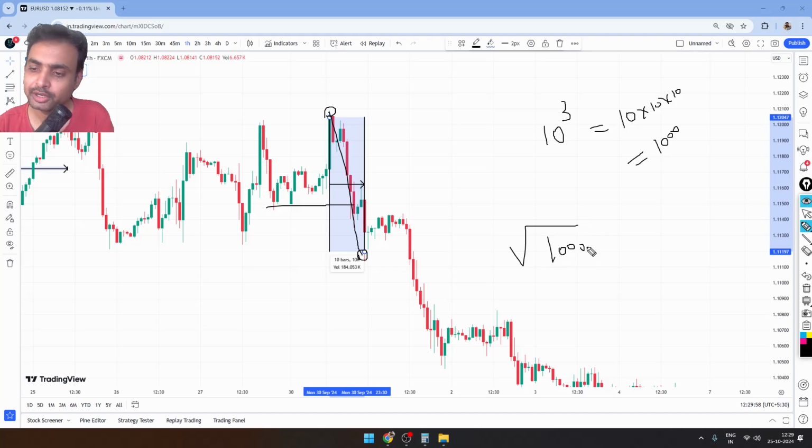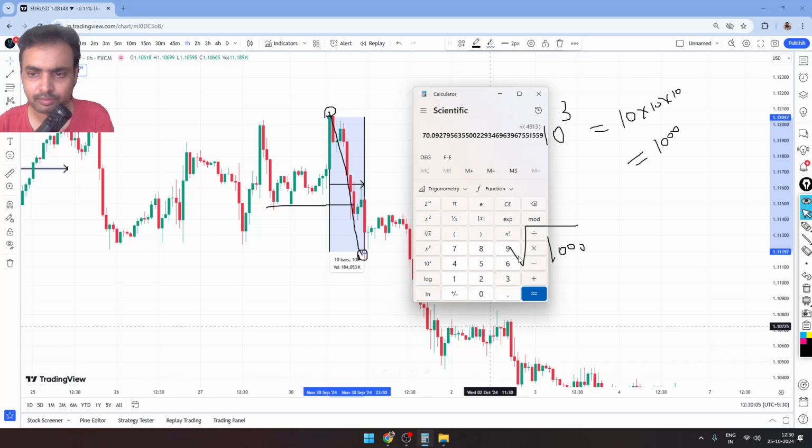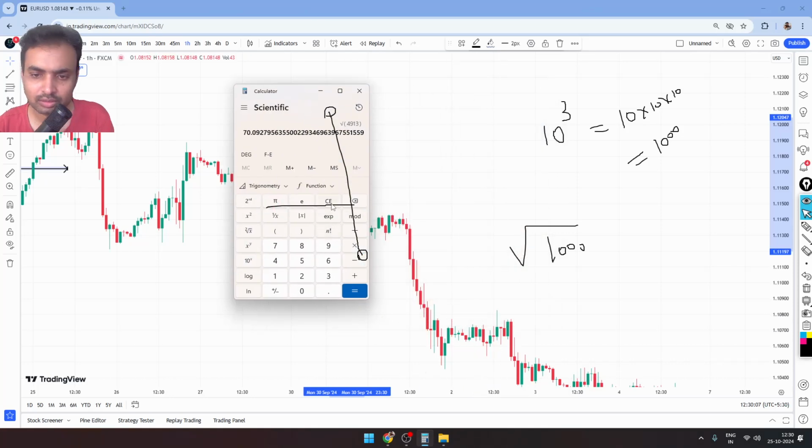For that I need to go to the calculator anyway. I think it will be somewhere around 30, if I am not wrong. So let's put in 1000. Okay, the square root of 1000 is 31.6. Yes, I am somewhat correct. Okay, 31.6. So let's take 31 or 32. These two values we can take.